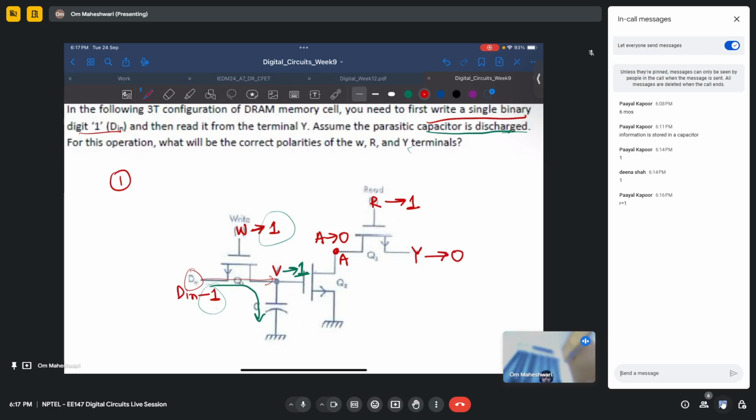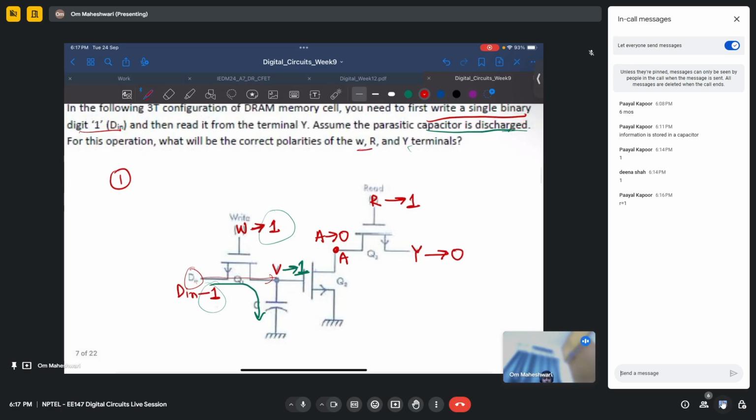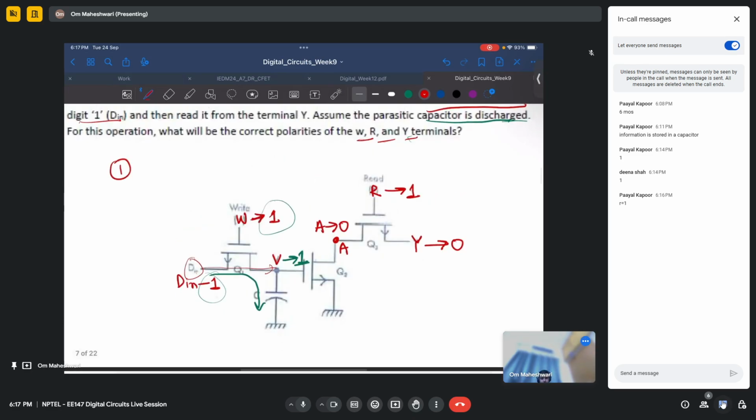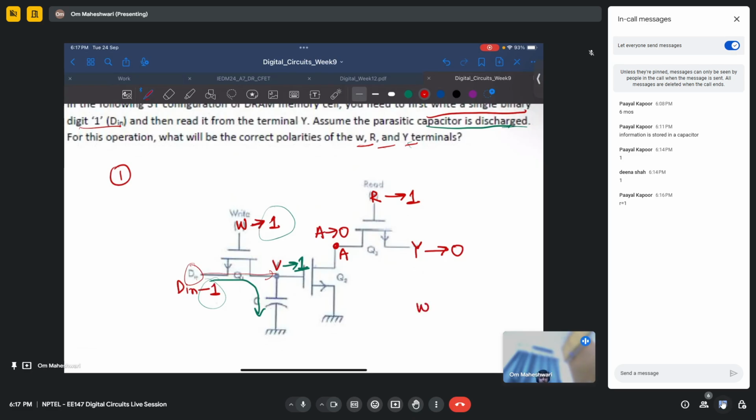So the question asks, what are the correct polarities of W, R, and Y? So W we have given as 1 for writing, R we have given 1 for reading, and Y we read as 0.